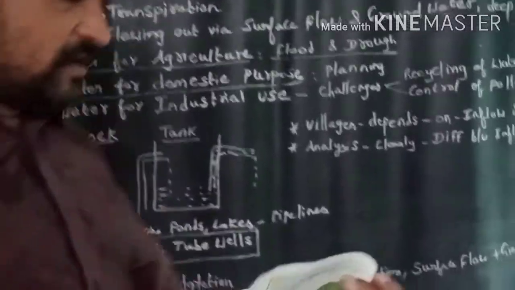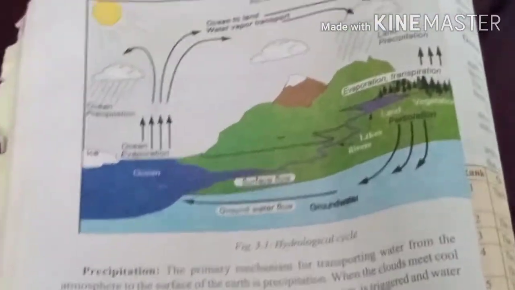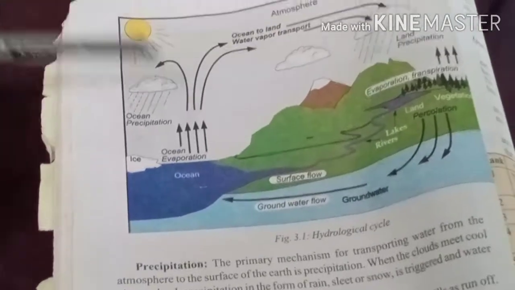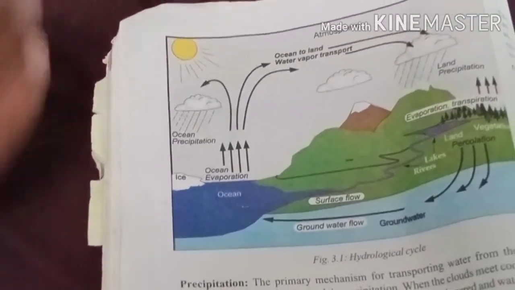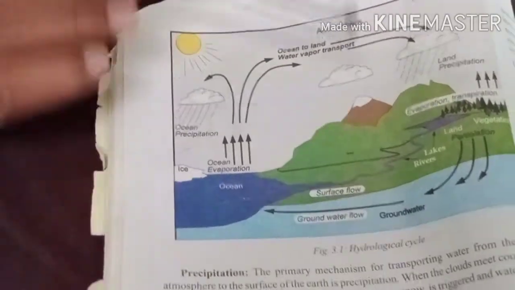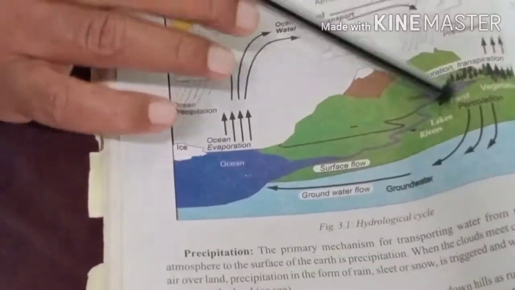Now surface flow, see now. What is meant by surface flow? The water that flows on land is called surface flow. Examples: river, streams, canals, ponds, lakes. These things come under surface flow. Why? Because the water flows on land.